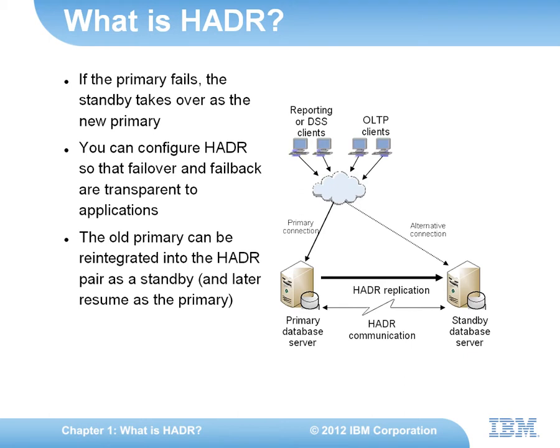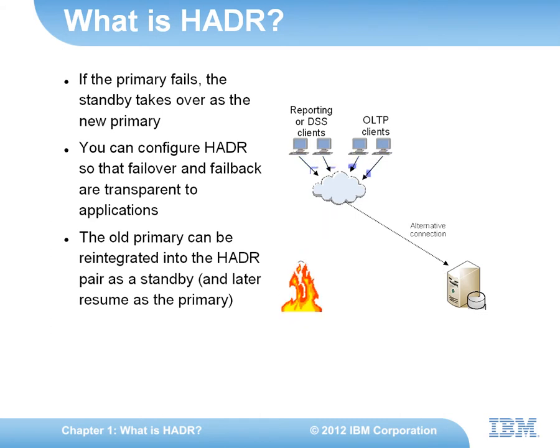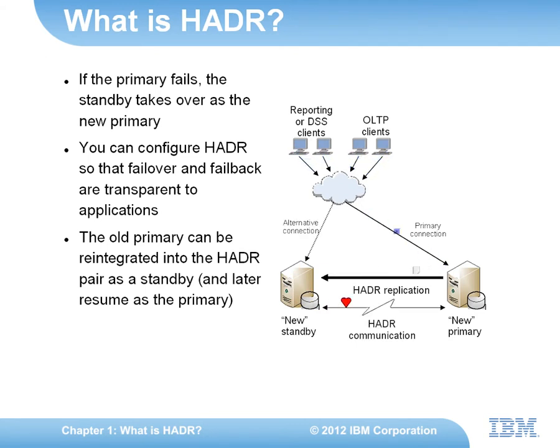Let's look at an example. We can see that the processing stops when the primary fails. The clients can no longer connect to it, and the standby no longer receives logs. Luckily, the standby is ready to take over as the new primary, and we can use something such as automatic client reroute to redirect the clients to the standby. All of this is transparent, by the way. After we bring back the old primary online, we can reintegrate it into our HADR setup as a standby database.